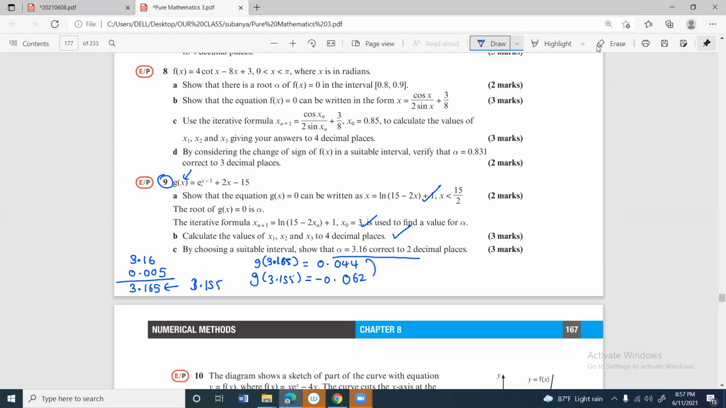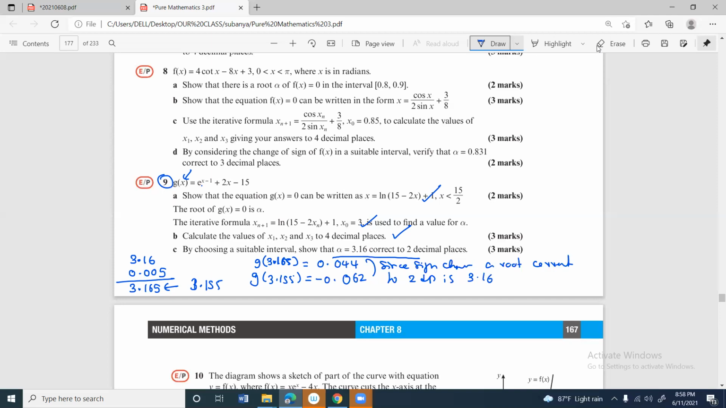The sign changes from positive to negative. So you can say, since the sign changes, the root correct to 2 decimal places is how much? You can write 3.16.